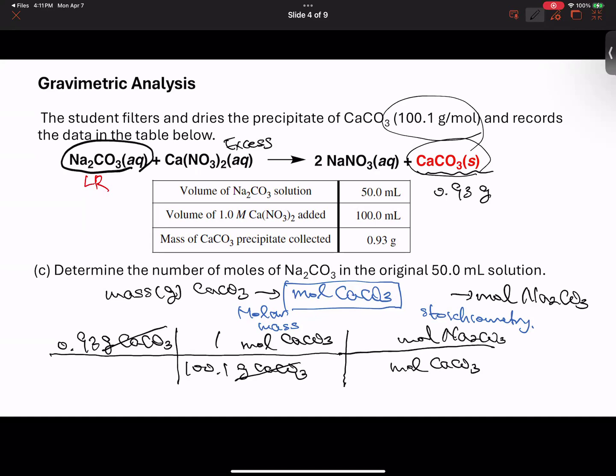It is 1 to 1. All right. Then the mole of calcium carbonate cancels out. When you calculate it, the value is 0.0093 moles of sodium carbonate. Okay, we find this one.